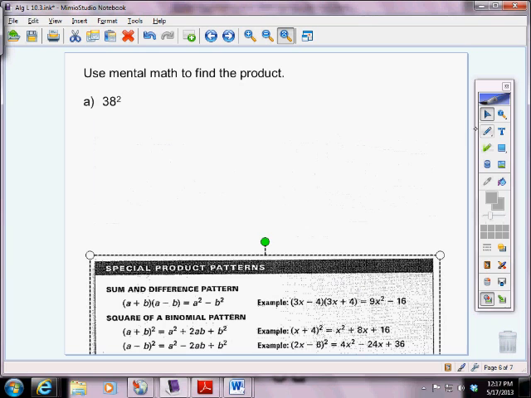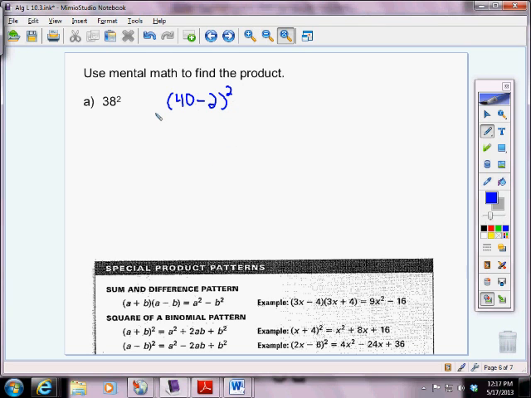38 squared. Again, not something I can do in my head, but I do know that 38 is pretty close to 40. In fact, it's 40 minus 2. So if I rewrite 38 as 40 minus 2 squared, I have this special pattern right here on the bottom. Since it's minus, we can go a squared minus 2ab plus b squared. So our first term squared, 40 squared, minus 2 times our first term, 40, times our second term, 2. Notice I'm not going keep, change. I'm taking into account that this is minus from this pattern.